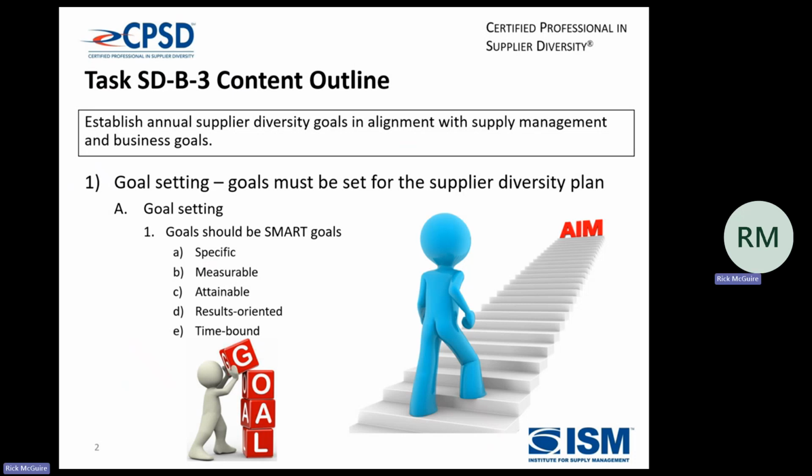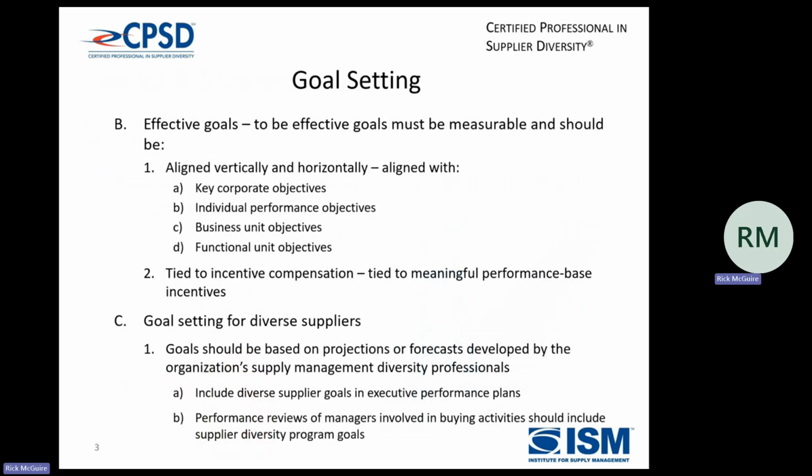SMART goals, and SMART stands for specific, measurable, attainable, results-oriented, and time-bound. Effective goals: to be effective, goals must be measurable and should be aligned vertically and horizontally with key corporate objectives, individual performance objectives, business unit objectives, and functional unit objectives. Functional being department like purchasing or materials.